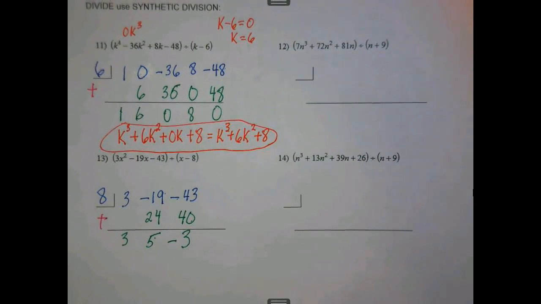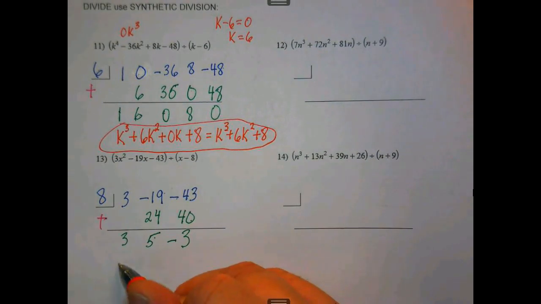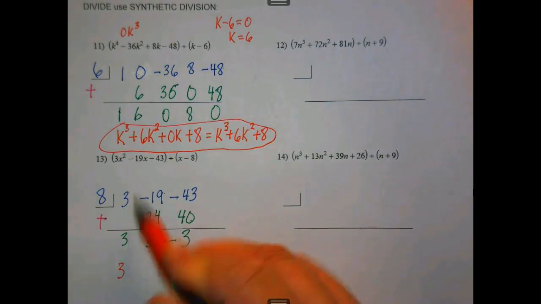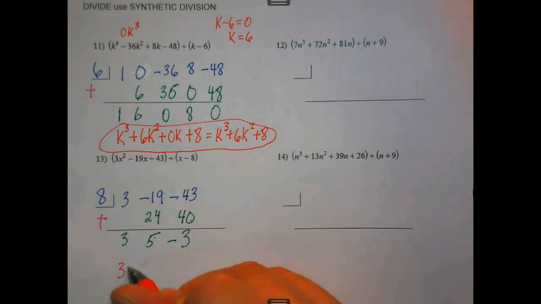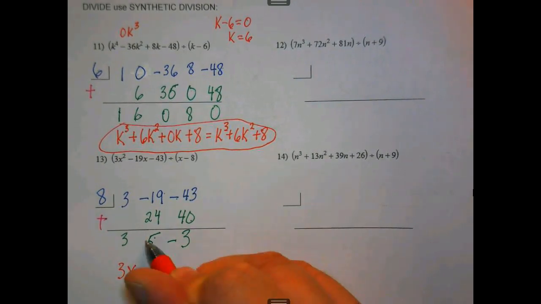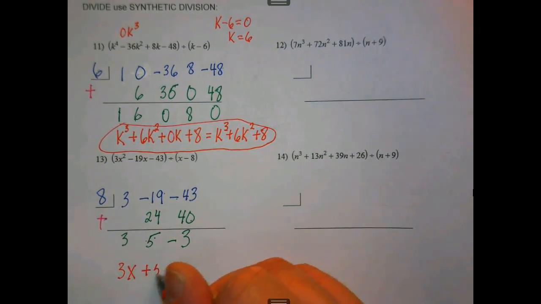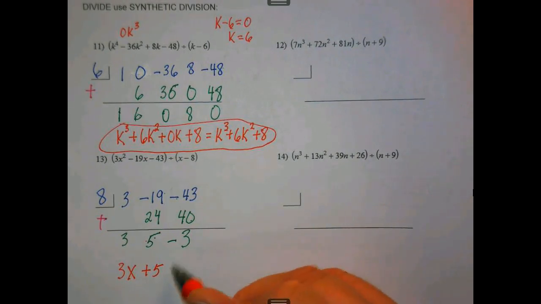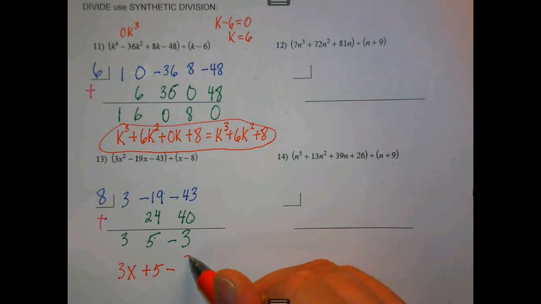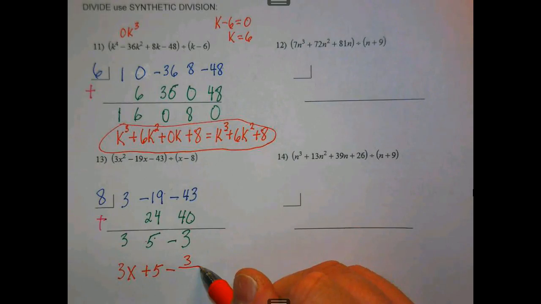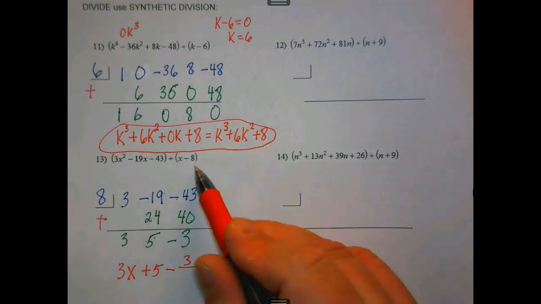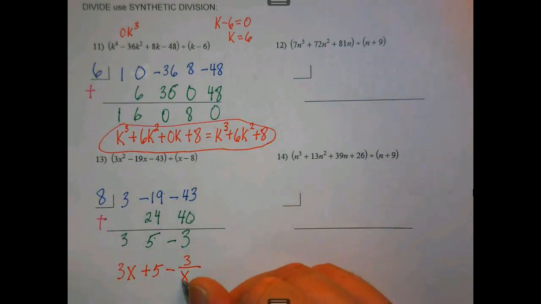So my answer for this one: 3x, we're going from an x squared, so it's x to the first, plus 5. And I have a remainder of minus 3. Now I've got to go back to the divisor for this. I can't put it over the 8. I have to put it over the x minus 8.